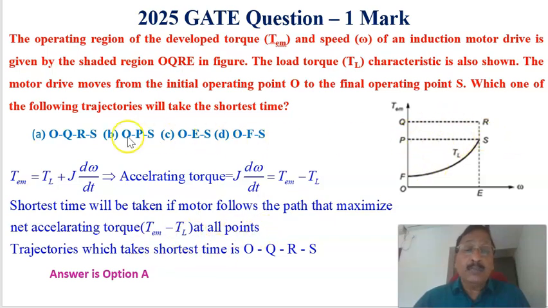And if you look at the different paths as given here, the trajectory which takes the shortest time will be OQRS. This is the final operating steady state point. If you take this one, then TEM minus TL will become maximum, meaning that the accelerating torque will be maximum, or the time required will be minimum. So the answer for this problem is option A, which is OQRS. This is the final steady state point where the load torque will be equal to the electromagnetic torque developed by the motor. Therefore, the answer is option A, OQRS.